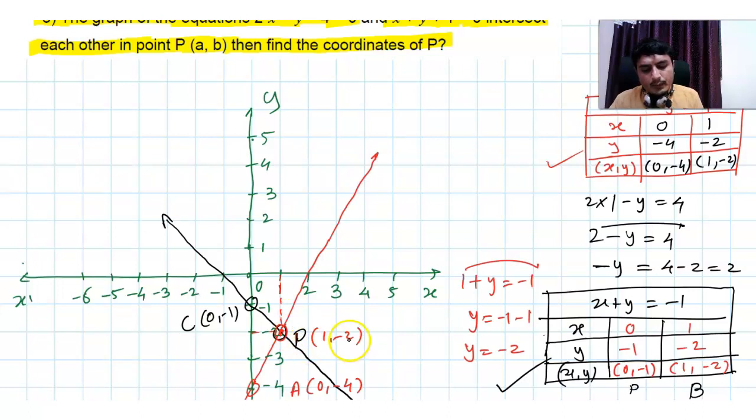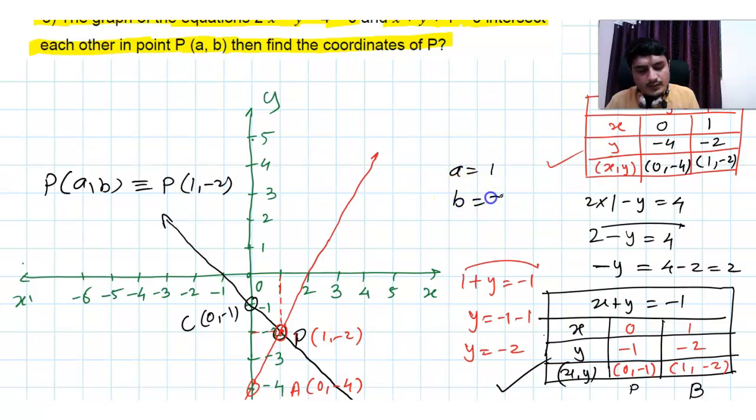Okay, so P is the point of intersection, that is, we have (a, b) as given, and now we are getting the point of intersection as (1, -2). So the value of a becomes 1 and b becomes -2 here. So the coordinates of point P, the point of intersection of both lines, keep in mind, are (1, -2) as per the graphical representation.